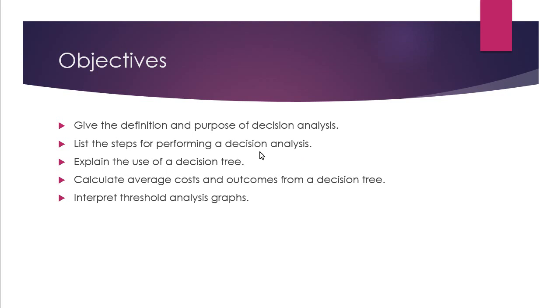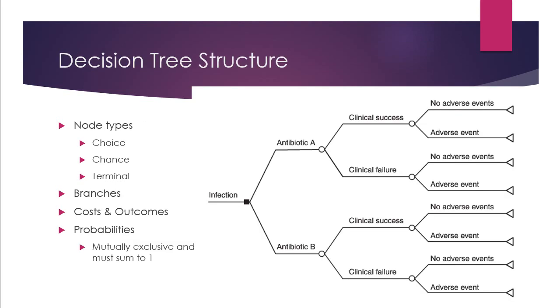The third is to explain the use of a decision tree. We haven't covered this concept yet, so this is fairly new. Then look at the calculation of the average costs and the outcomes from a decision tree, so I'll take you through how to do that. And then finally is interpreting the threshold analysis graphs that were presented in the textbook and how to apply them. So let's move straight into looking at a decision tree structure.